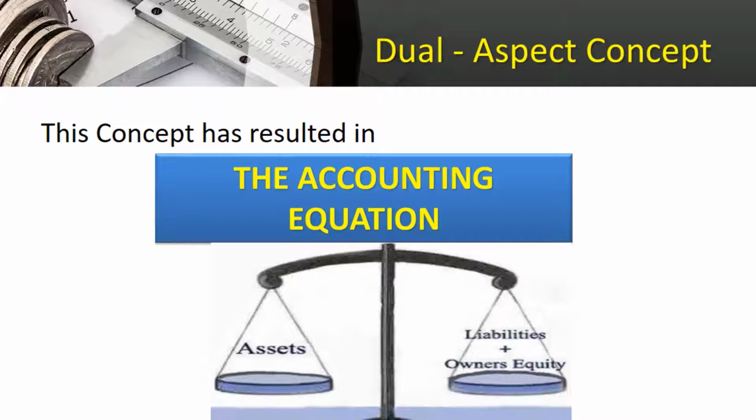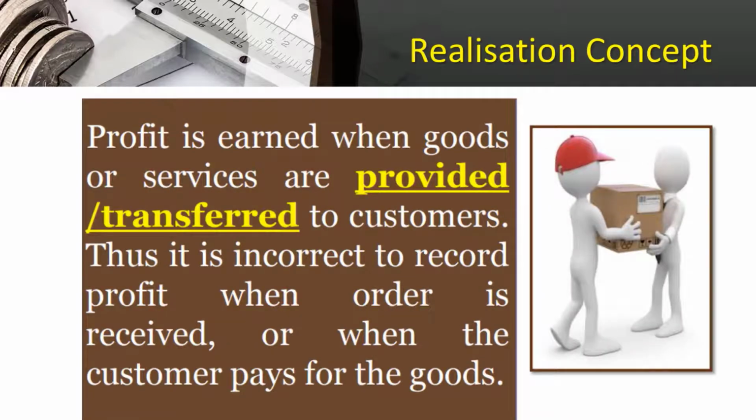So these owner's equity and liabilities turned into the assets of the organization. Therefore, the asset of the organization is equal to liability plus equity. Let's see what the realization concept is.